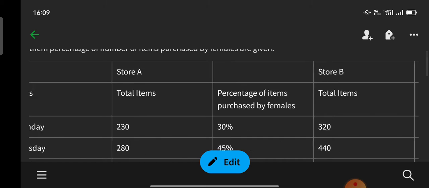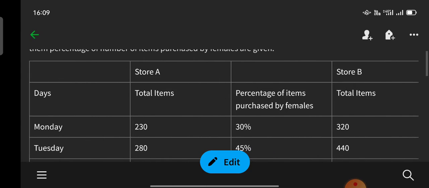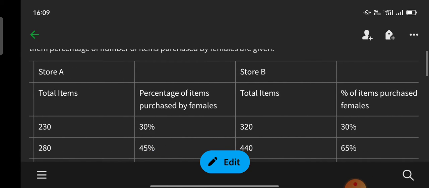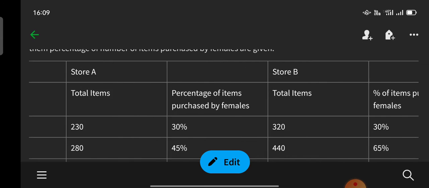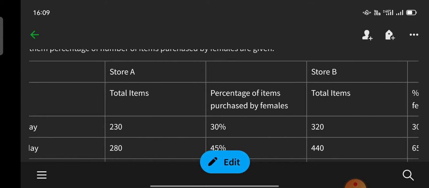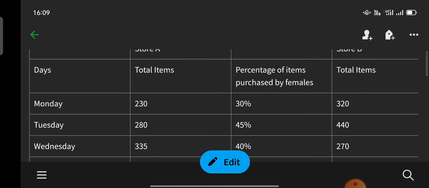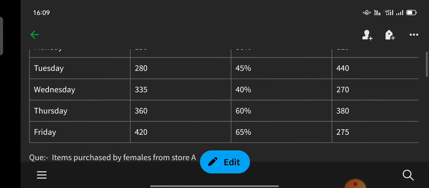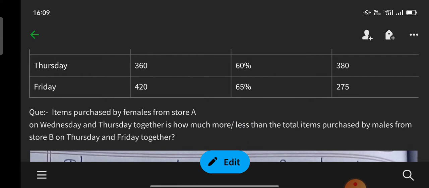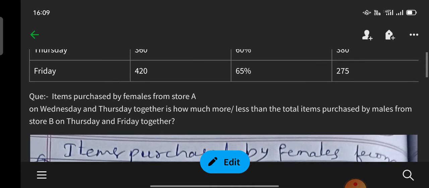So days, store A, store B, etc. Days, total items, percentage of items purchased by females, and total items, percentage of items purchased by females. Here in both of the stores, they have only given the percentage of items purchased by females, from Monday to Friday. From this table you can easily answer the questions given below. This is data interpretation.